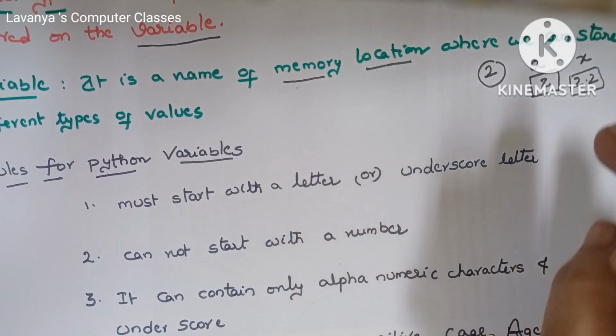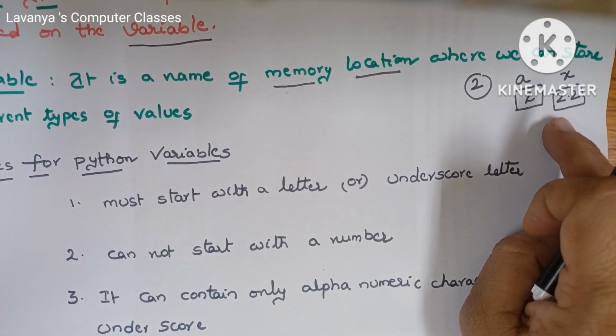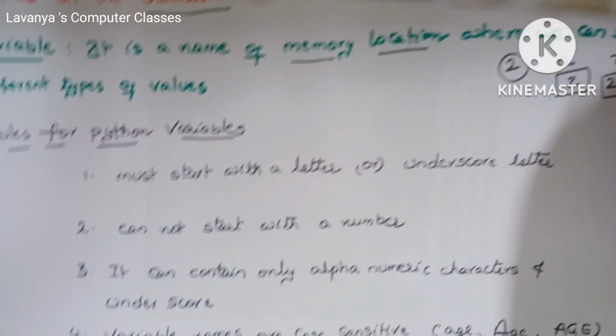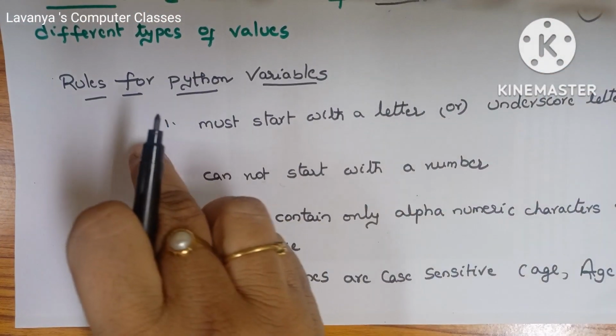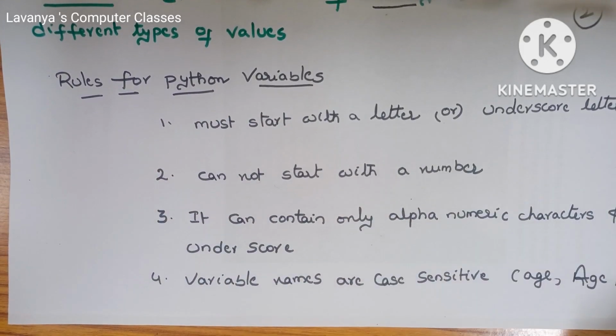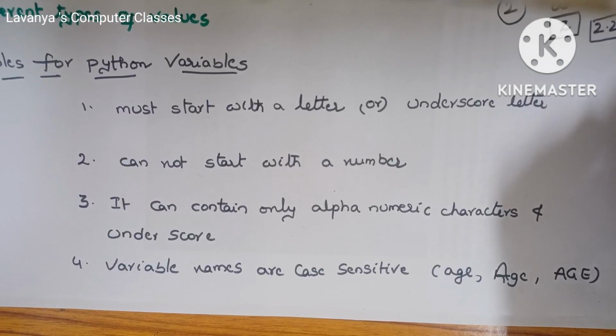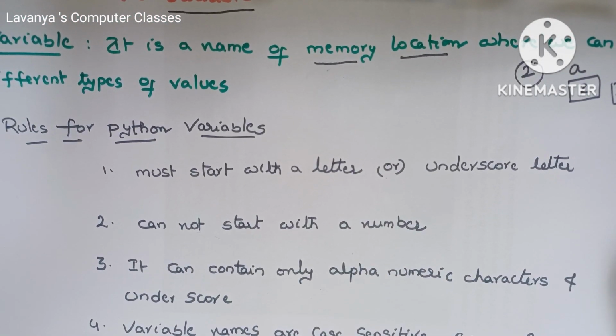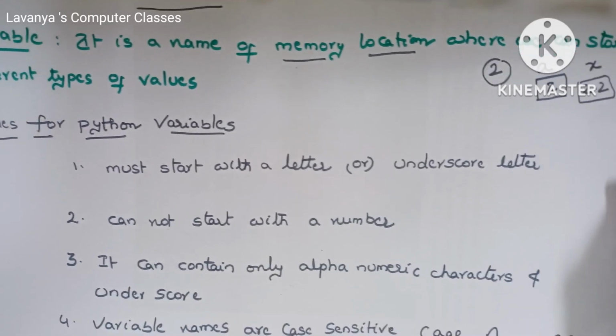Okay. So which type of names do you have to give? Any variable name? That means you have to follow some rules. Those are the rules for Python variables. What type of names do you have to give? For example, what is our name? What is our city name? Our city name is Hyderabad, Tirupati, Kurnool, Vizag, whatever it is.